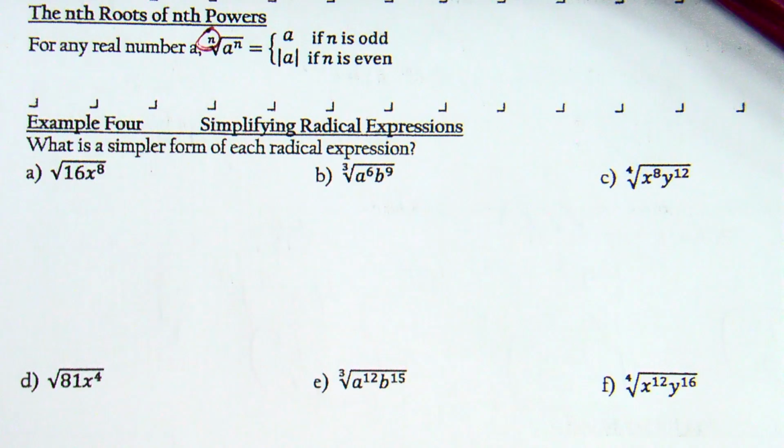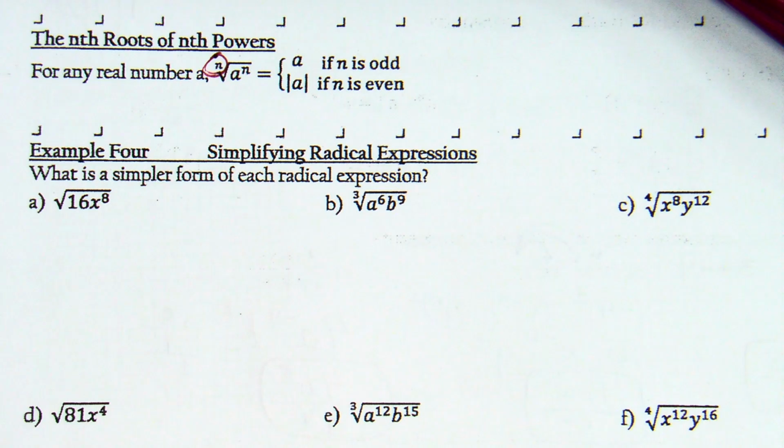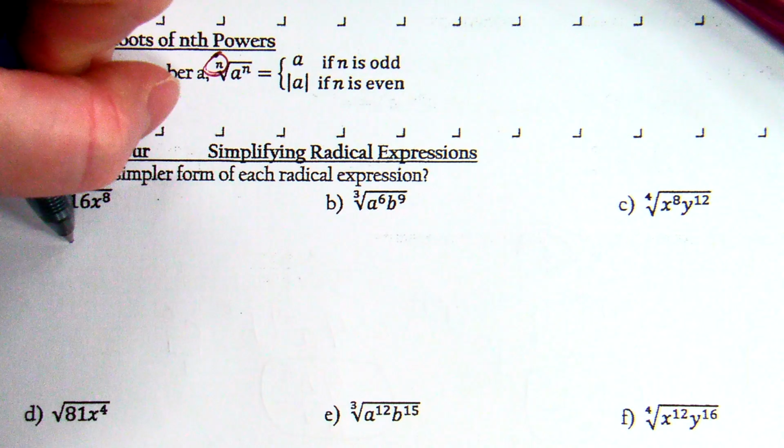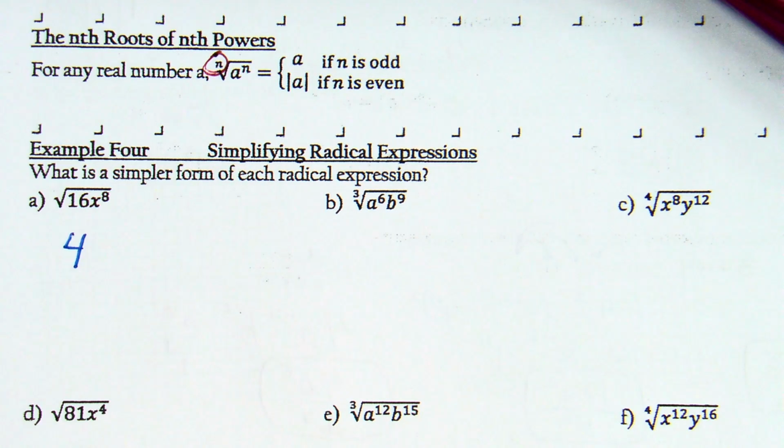Okay, so let's look at A. Square root of 16x to the 8th. Any thoughts on what the square root of 16x to the 8th might be? Okay, how about the square root of 16? Square root of 16 is 4. Yes, because 4 times 4 is 16.